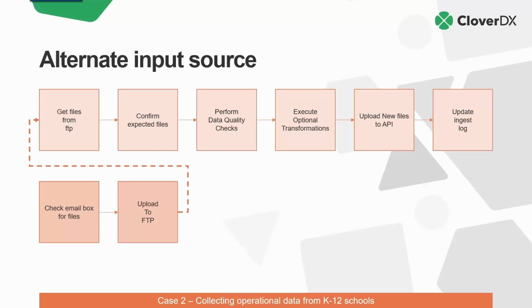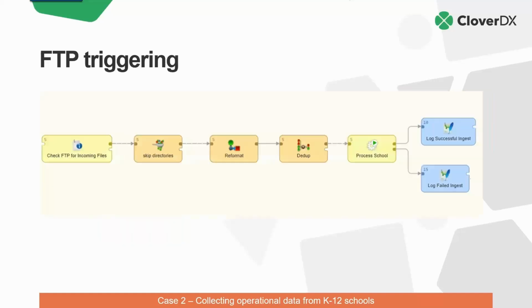They also had that alternate input source, as I talked about. From time to time, a school, instead of putting the files on the FTP, just sent them in email, right? So we needed to monitor an email box for some data to onboard. And what we simply do there is monitor that email box. If new files arrive via email, well, then just push them into the FTP, and then you can start the regular process as it was originally designed, right? So we built an end-to-end onboarding solution that handles both of those cases, right?